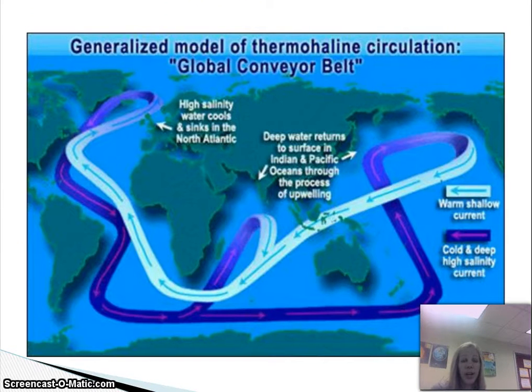Here's a different diagram, and I don't know that we need to talk about anything specific here. It's similar to the one that you have on your paper. It does have the two tones so you can kind of see the surface and the deep a little bit easier.